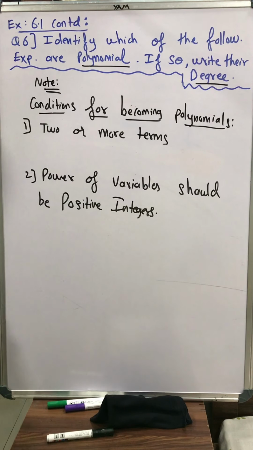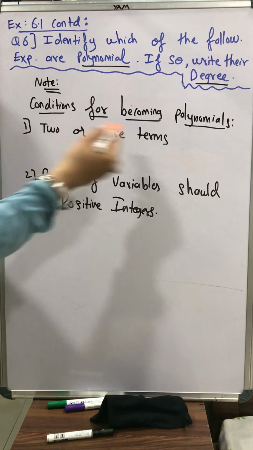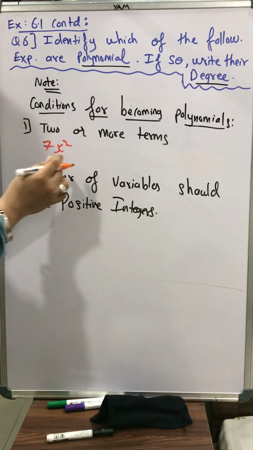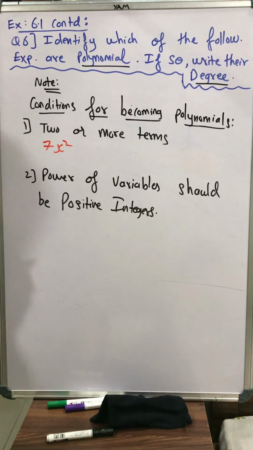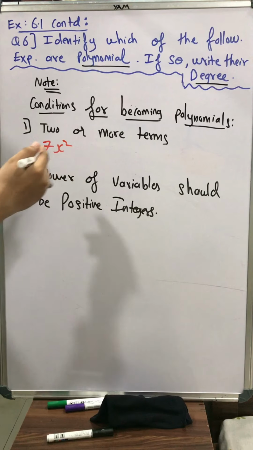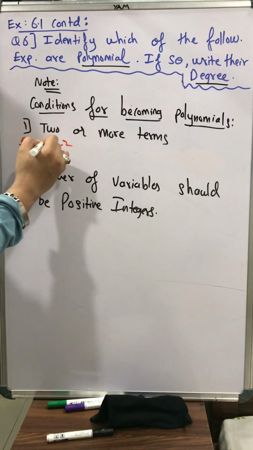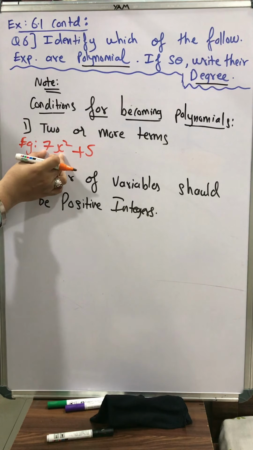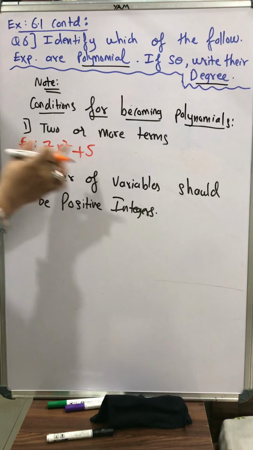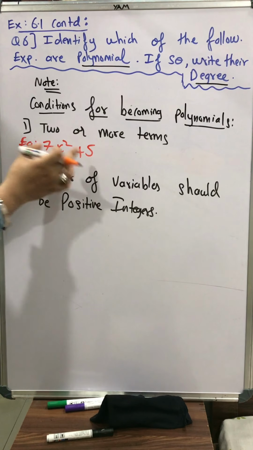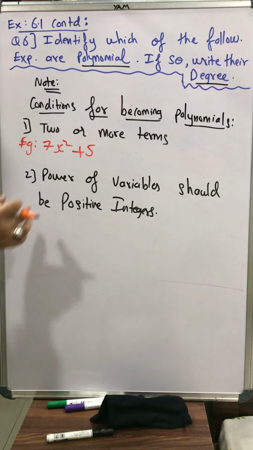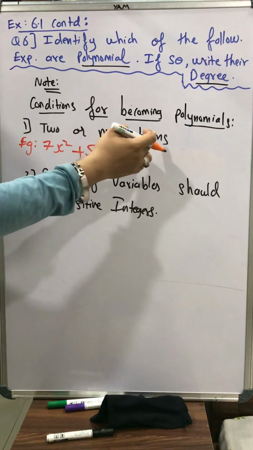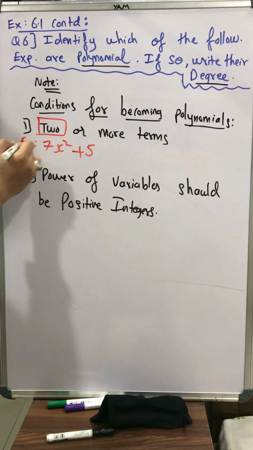The first condition: the expression should have two or more terms. Suppose I have 7x square, this is one term. Can this be called a polynomial? No, because it has only one term. So I'll extend it, plus 5. Now we have two terms. This is one term, this is the second term. So minimum we should have two terms. Minimum it should be a binomial, then only it can be called a polynomial. So two or more terms should be there. This is the first condition.